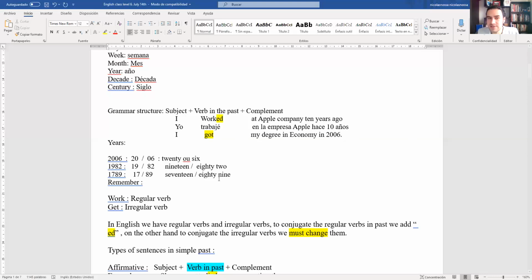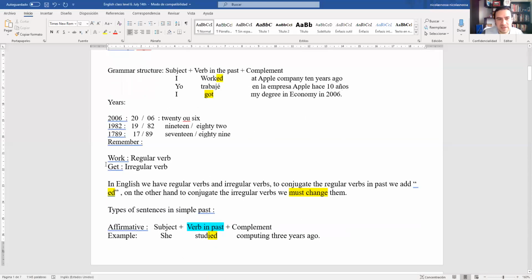There is no difference, ¿ok? We have to learn the verbs. We have to practice the verbs and practice and practice and practice. It's the only way to remember the regular and the irregular verbs, okay? Be careful with the conjugation, no?